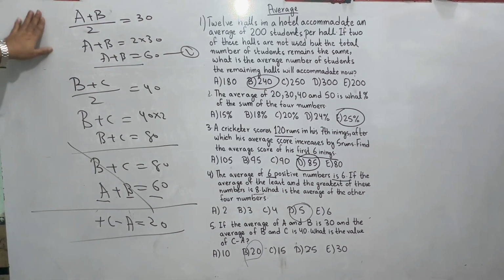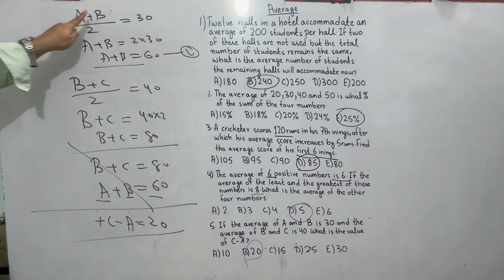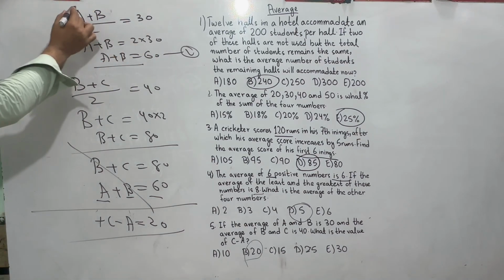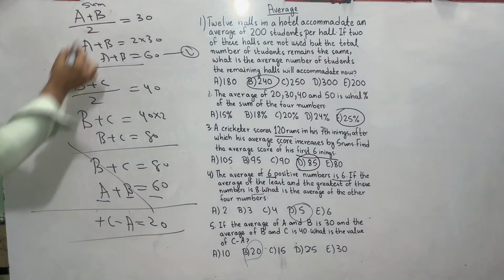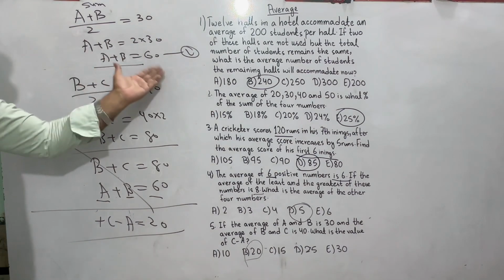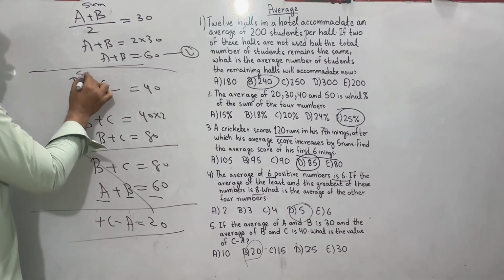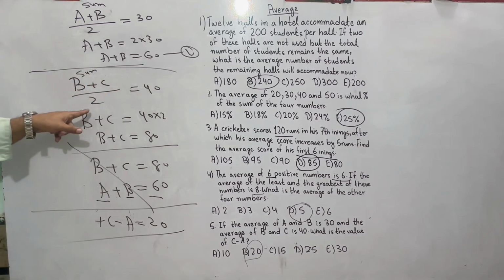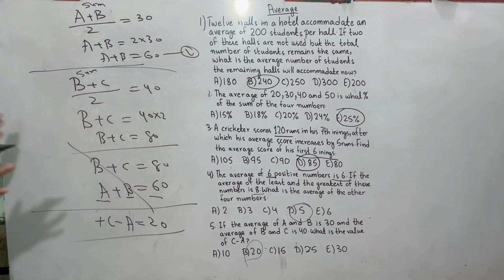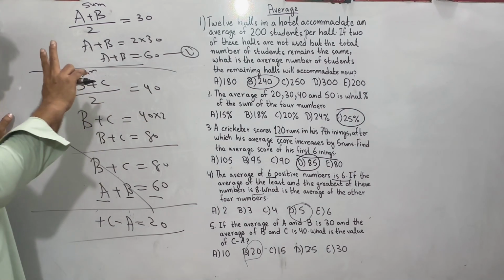It is given to us that the average of A and B is 30. What is A plus B? It's our sum. Sum divided by 2, because there are two numbers, is equal to 30. Their sum is 60. While for the average of B and C, I have taken the sum, B plus C divided by 2, and their average is 40. It is also given to us. So the sum of B plus C is 80.